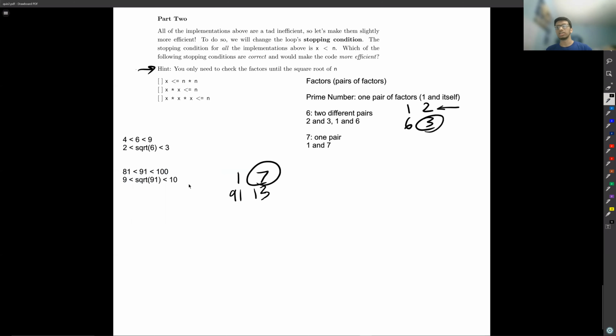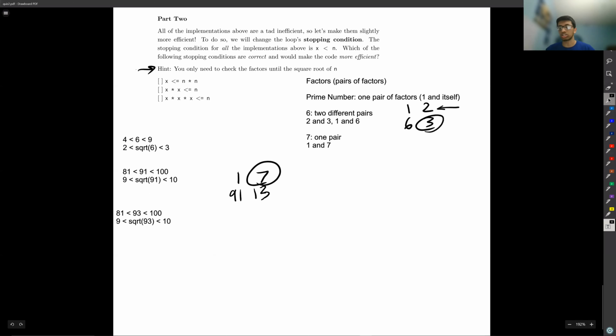Let's say I take the number 93, which I will spoil the surprise for you, is prime. So again, using the same logic, 81 is less than 93 is less than 100, and then 9 is less than the square root of 93 is less than 10. I keep typing "art," and I actually don't know why that's happening.